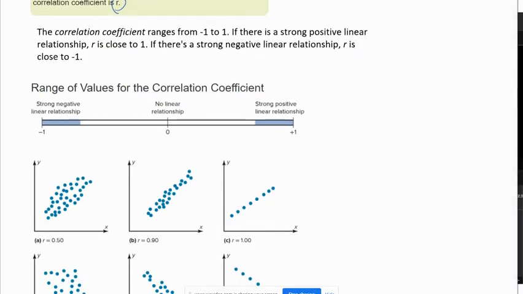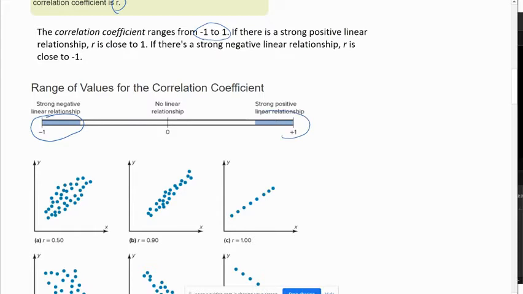Okay, so the correlation coefficient R is always a number that ranges between -1 and 1. So -1 means there's a very strong fit. There's a good fit between the line and the data. If we're really close to -1, that means it's a strong fit.